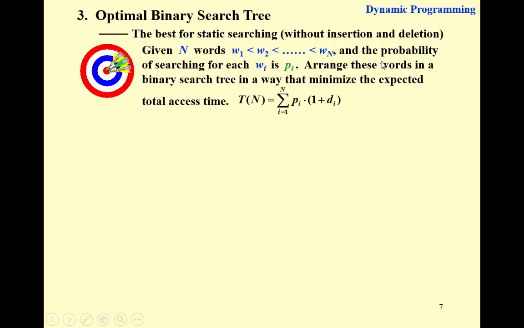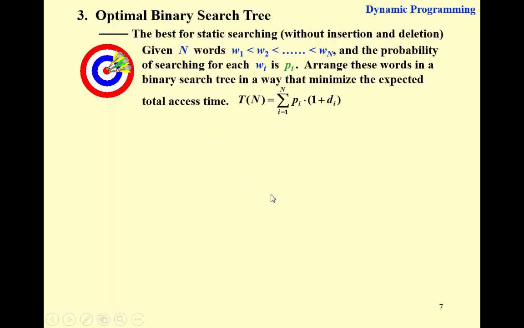All right? If all the probabilities are the same, like 1 over n for every word, then this is going to be the normal average, right? It will be the total sum over n. That's the normal average of access time. And since each word might have a different probability, it's called the expected total access time. So our task is to minimize this number.